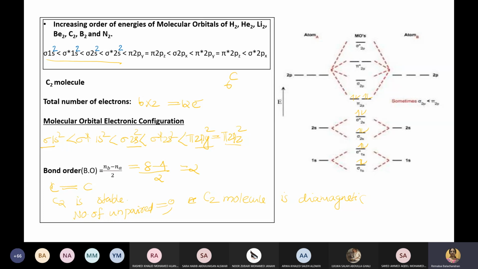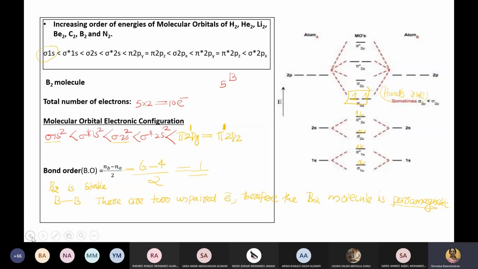Okay, sorry, there is one I missed. Oh, B2, sorry. Boron, total there are 10 electrons. You understood what I did? So here it is σ1s2, σ*1s2, σ2s2, σ*2s2. Total we have how many electrons? 10. So far I finished 8.